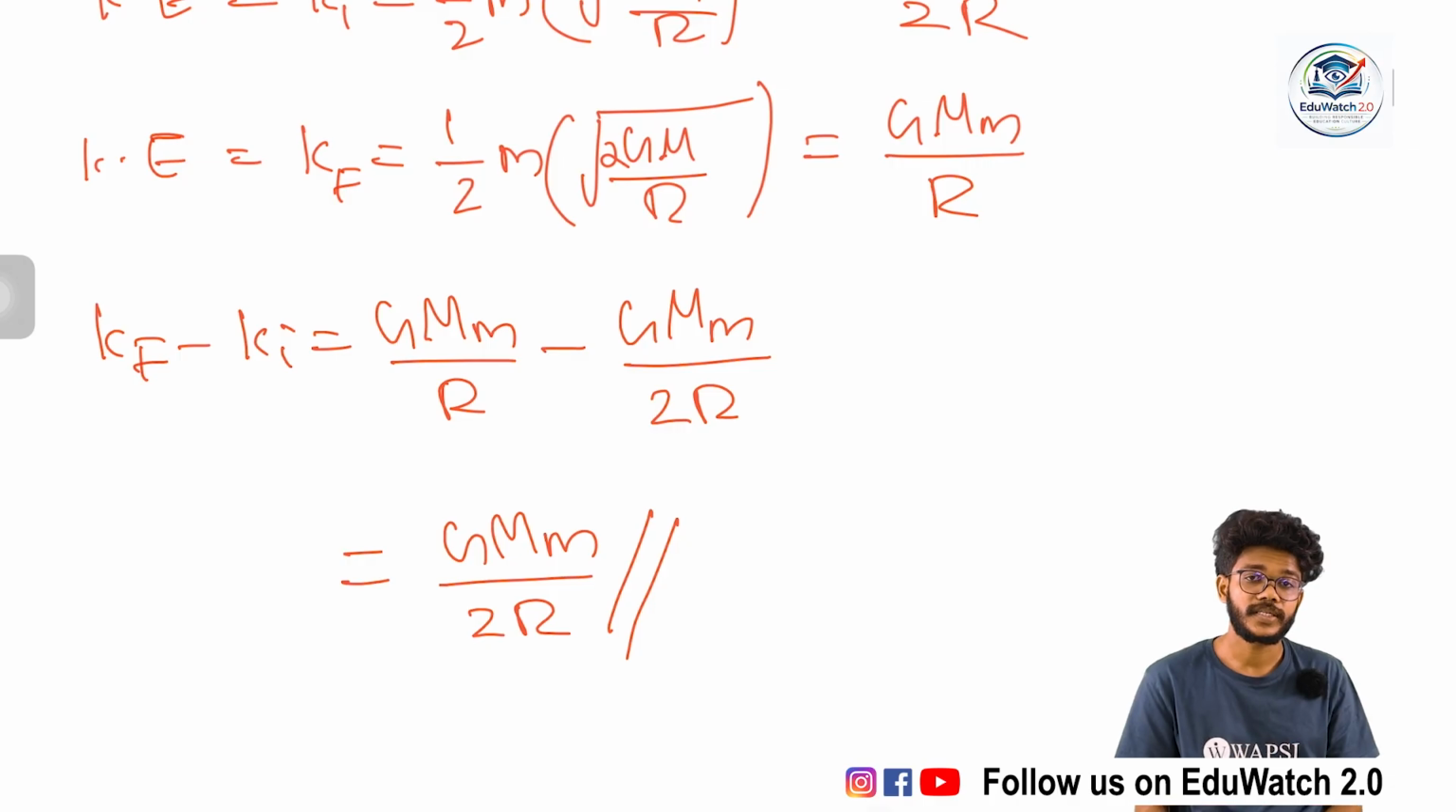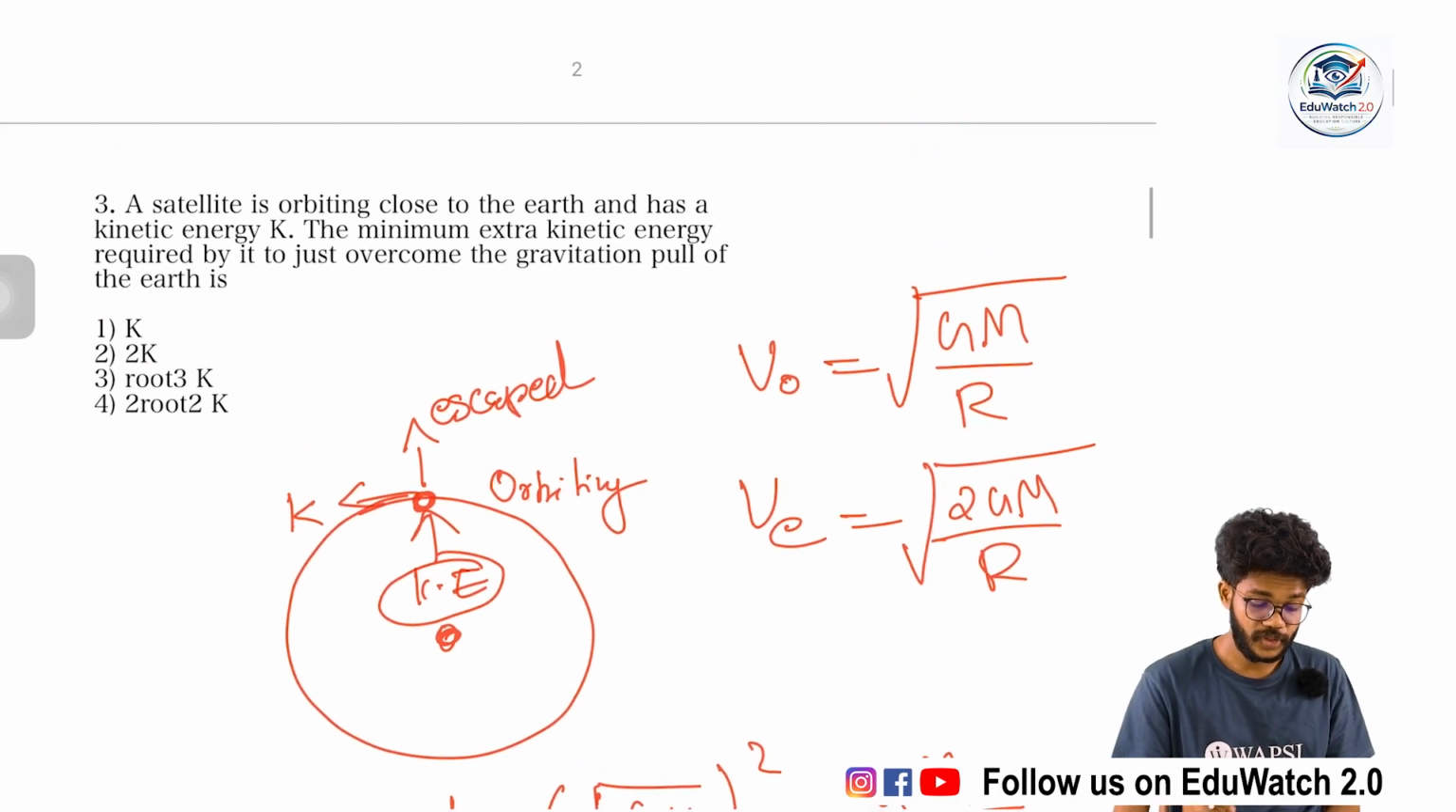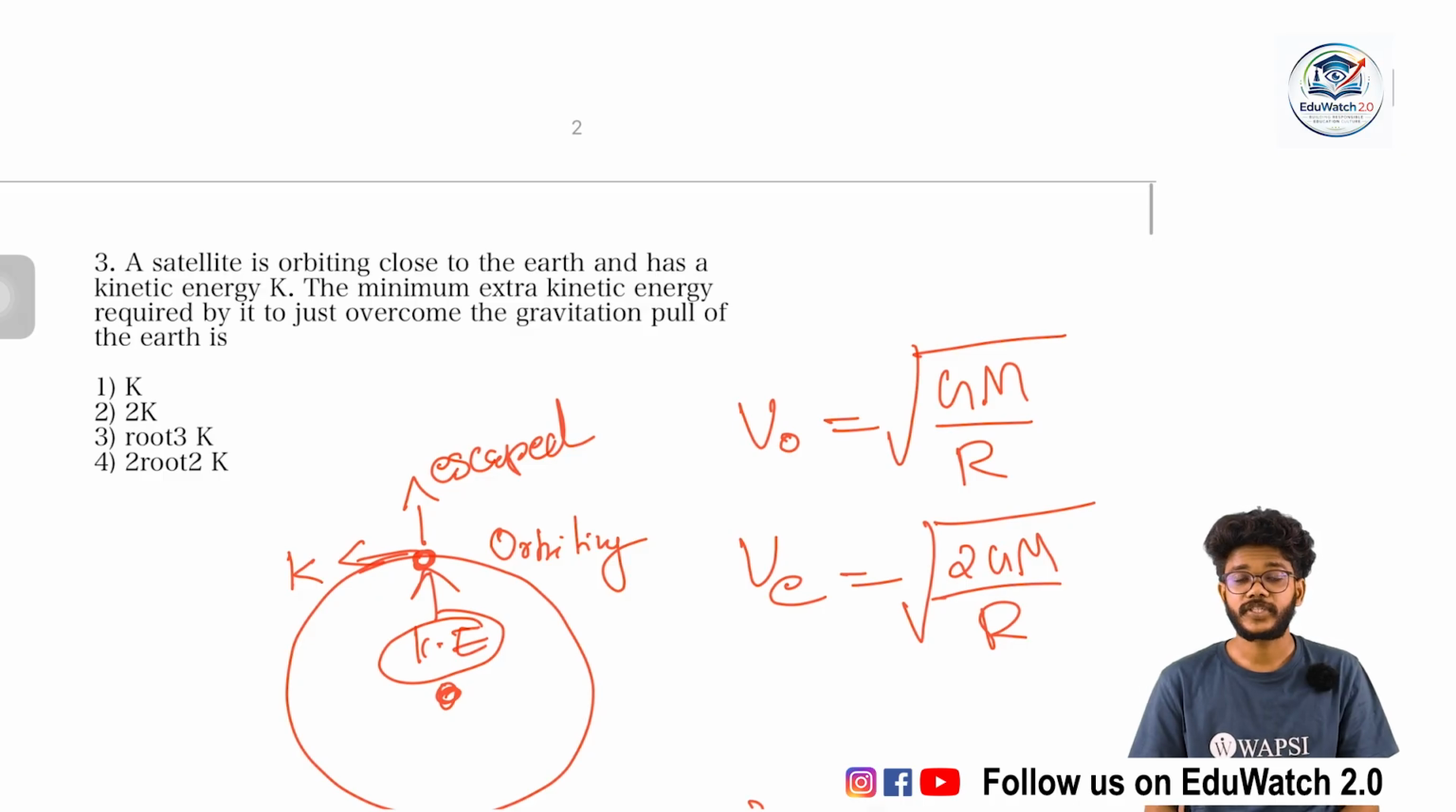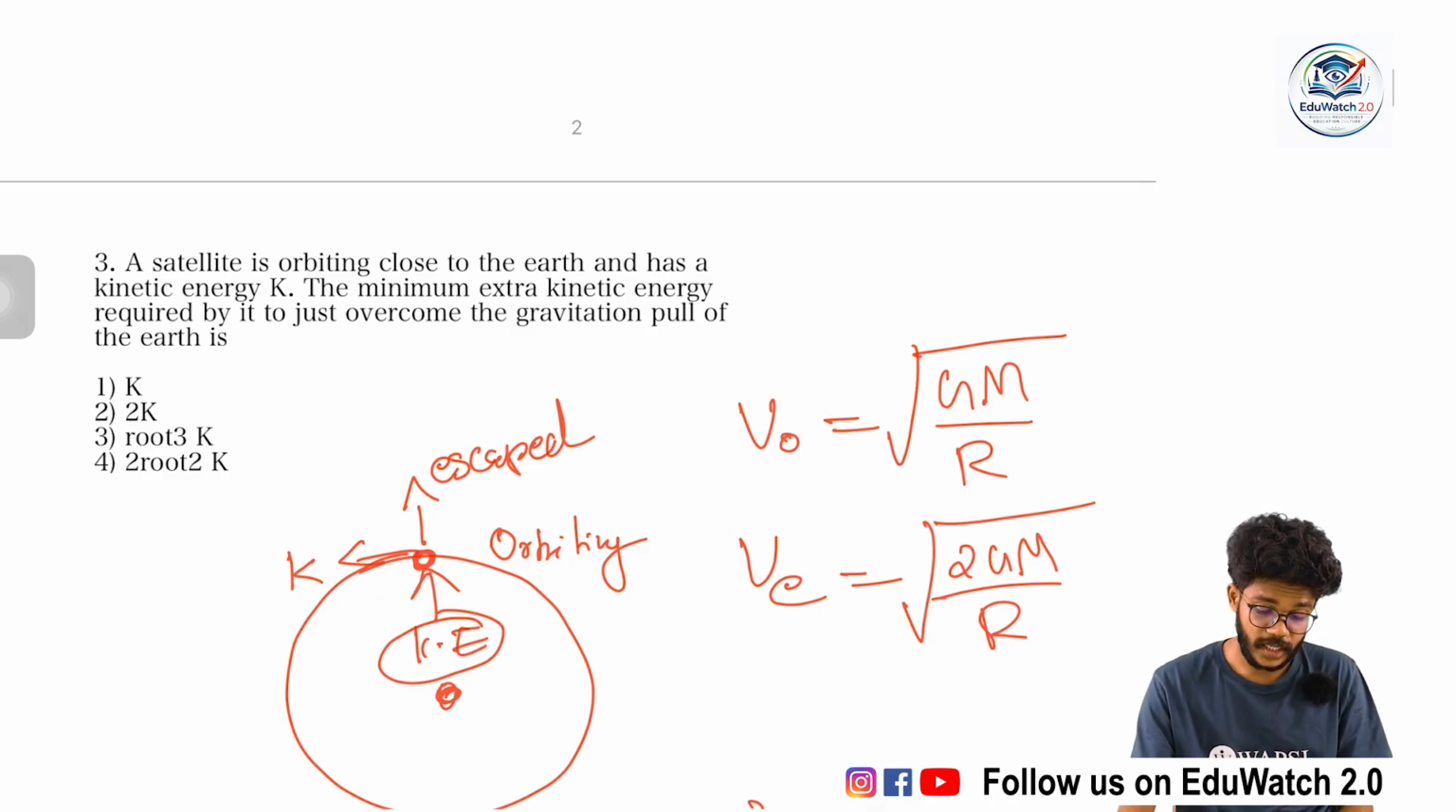What is the initial kinetic energy? K. We can check with the options. Option A, the first one, K. So option 1 is the correct answer.